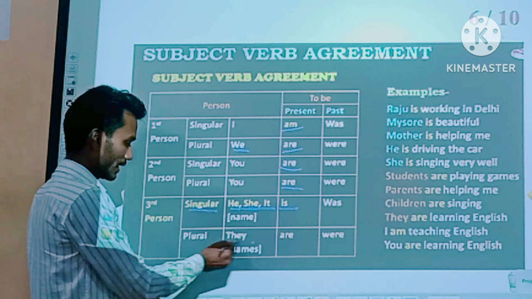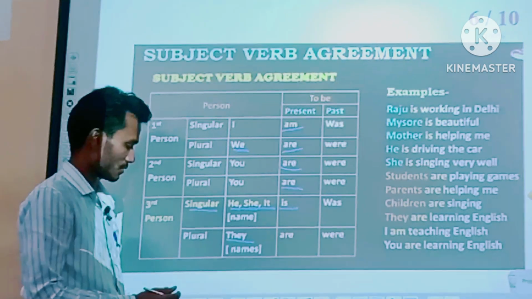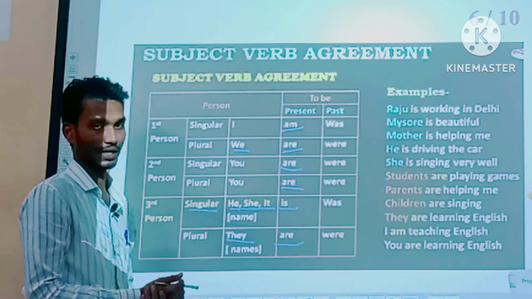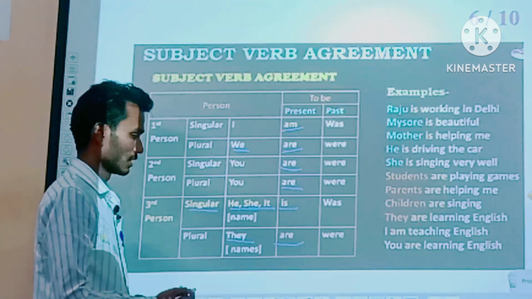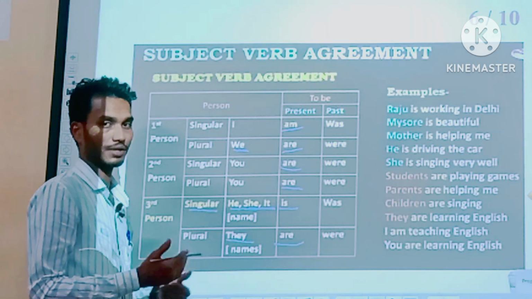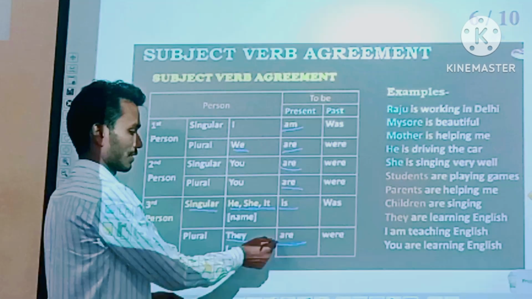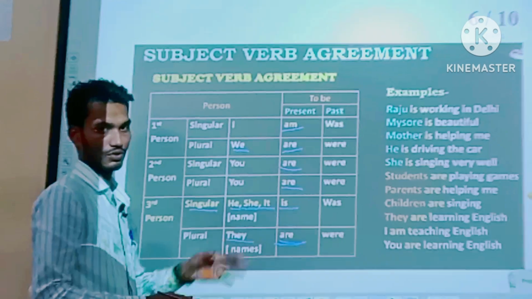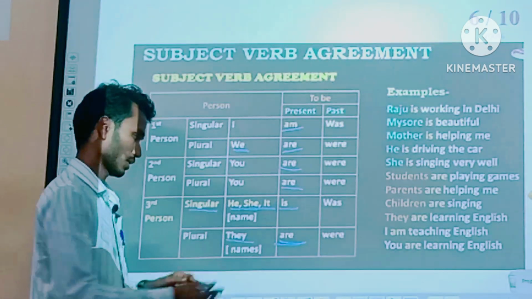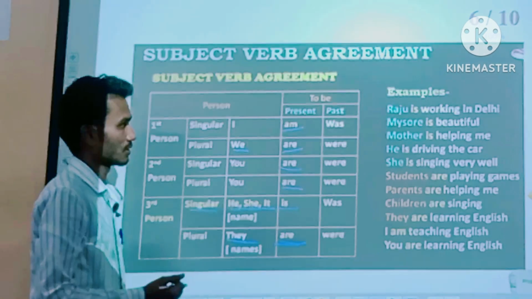Then they is third person plural, so here the be form are should be used. Are, right? They are students, they are teachers, right? The be form are should be used if the subject is third person plural, that is they, right?